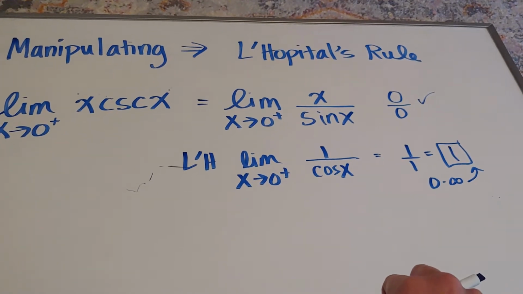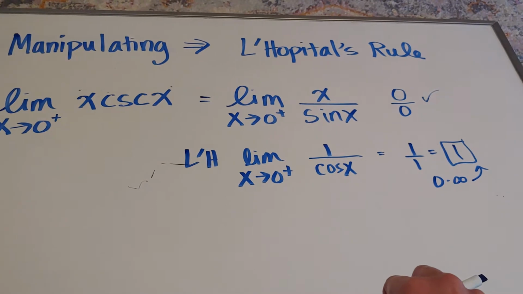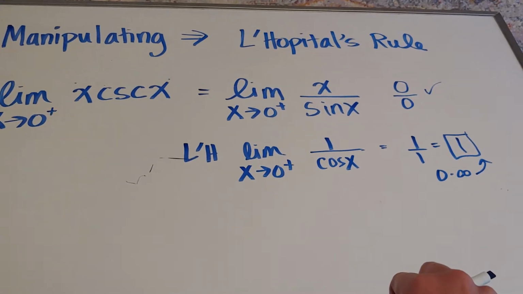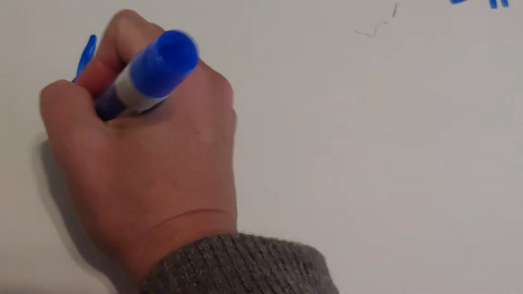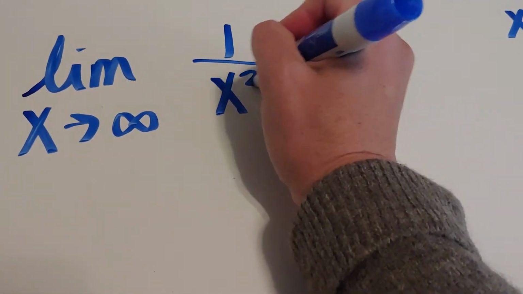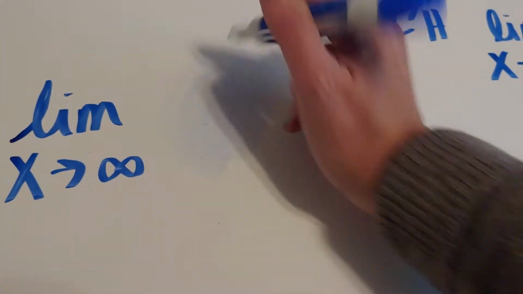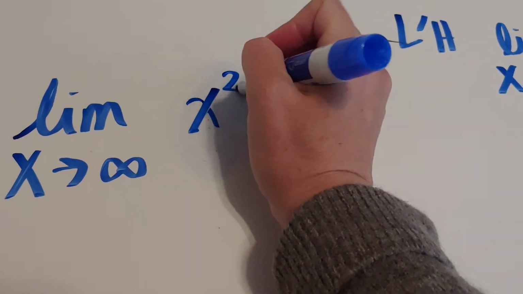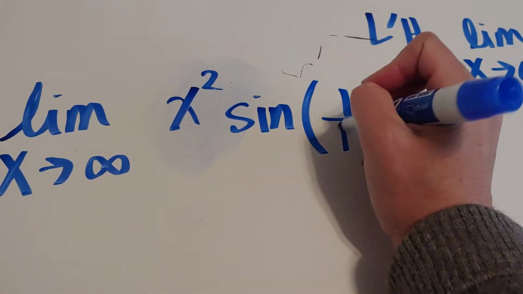That's amazing. Okay, so I want to show you another one that's actually a lot trickier. And this problem is the limit as x goes to infinity of x squared times the sine of 1 over 4x squared.